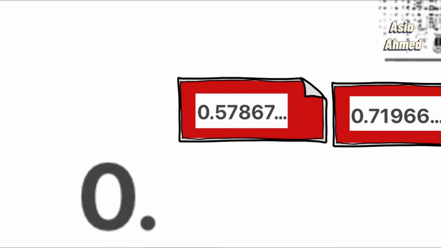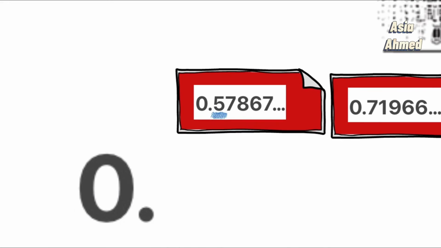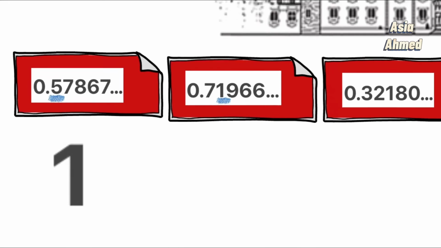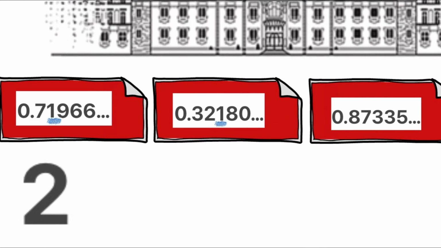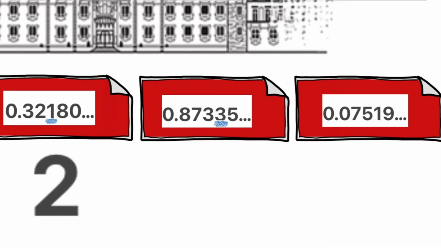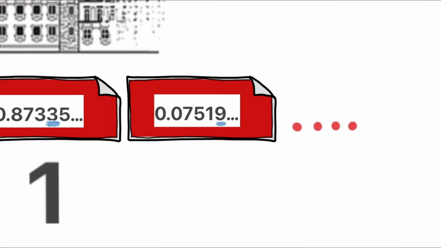For the first decimal in room 1, the first decimal is not 1, so we write 1 in our number. For the second decimal in room 2, the second decimal is 1, so we write 2. So the idea is to change the decimal. If it is 1, then we don't write 1. And if it's not 1, we write 1. And here we don't have 1, so we write 1 in our number. And so on.